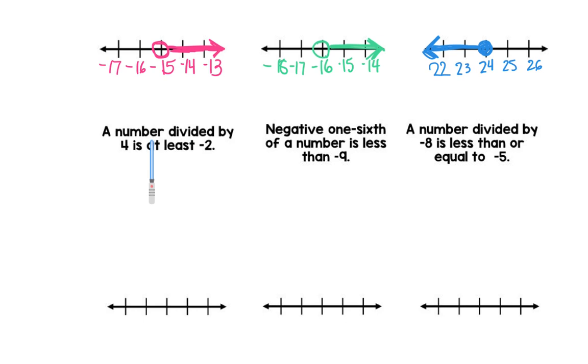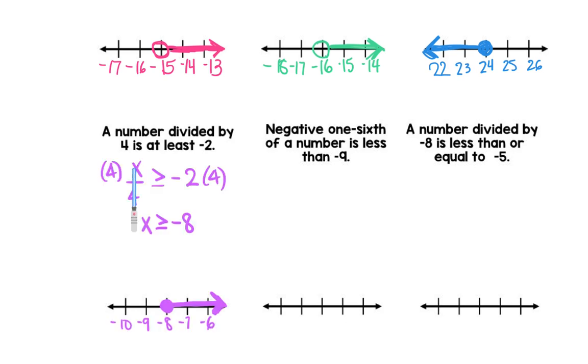A number divided by 4 is at least -2. Try this one. A number divided by 4 is at least, greater than or equal to, -2. We're going to multiply by 4 on both sides to give us x is greater than or equal to -8. Closed circle, shade to the right.